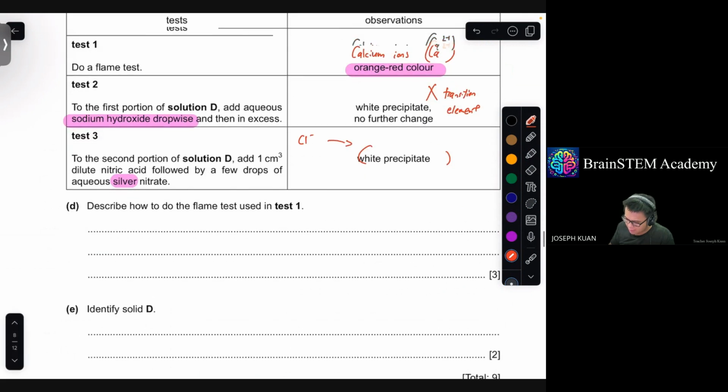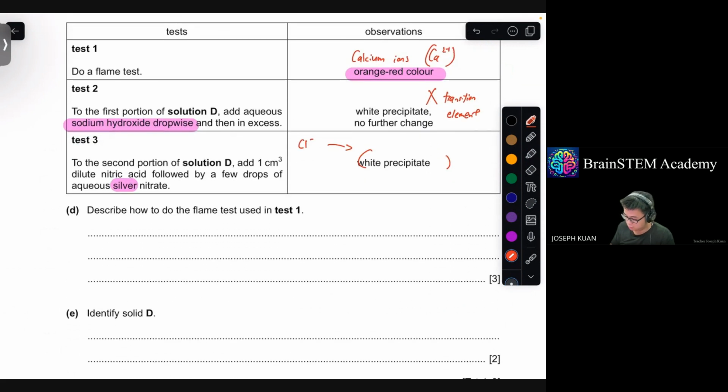So describe how to do the flame test used in test 1. Okay, for this one, it requires a little bit of laboratory experience. You will need to use a clean wire and then essentially scoop up the solid sample. And then, using a blue flame from a Bunsen burner, you put the wire into the flame and then observe the color.